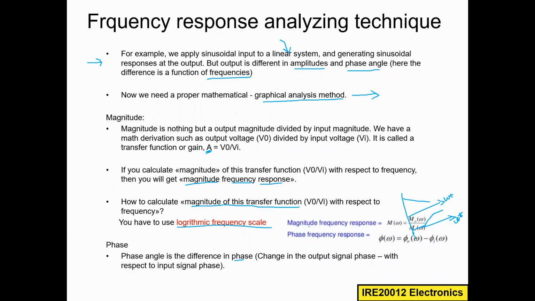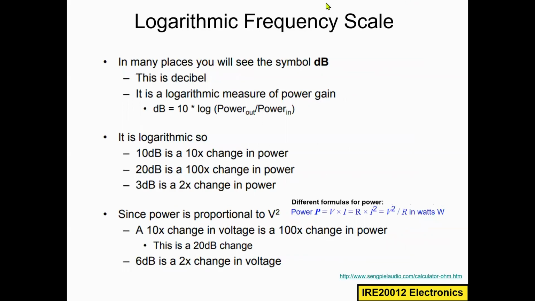So the formula is like this: magnitude frequency response, M of omega is equal to MO of omega divided by MI of omega, that is output magnitude divided by input magnitude with respect to frequency. And phase frequency response, phi of omega is equal to phi O of omega minus phi I of omega, that is the output phase minus input phase. So this is just the same thing.